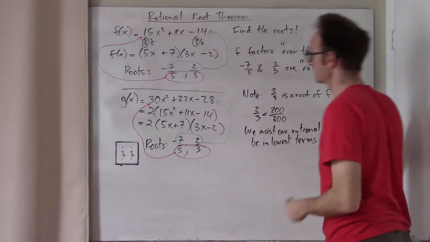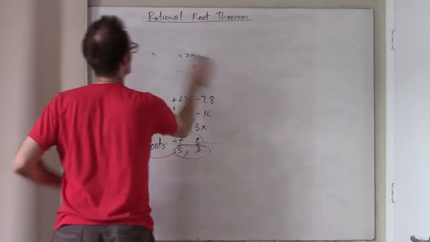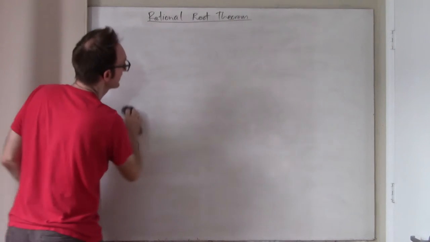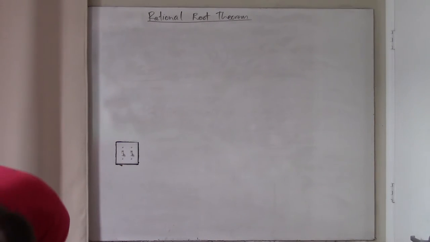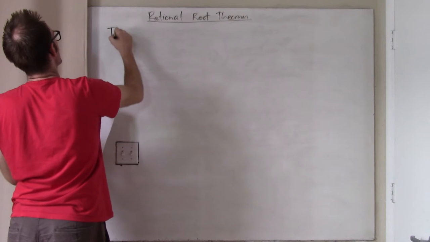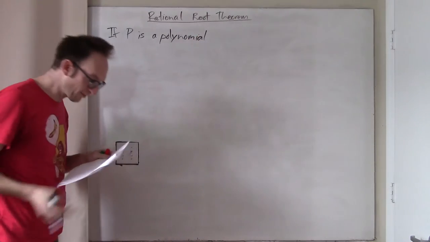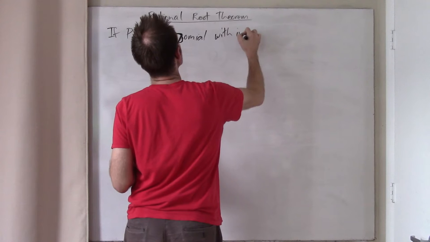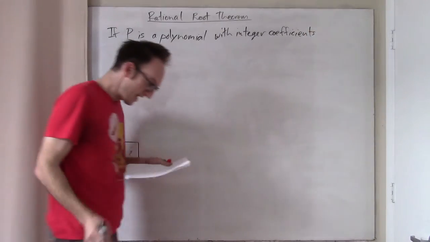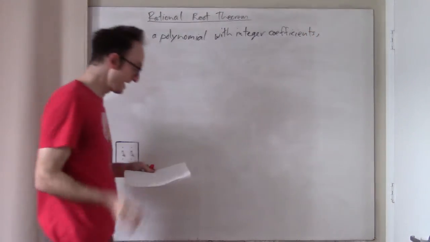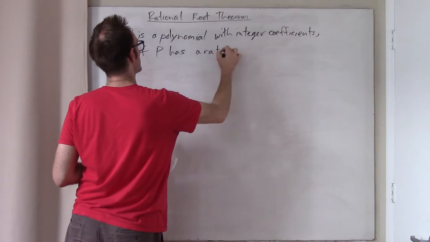Let me take a second and erase all of this, and then I will state precisely the rational root theorem, what it is really saying. Because it is an abstract theorem that applies not just to quadratics, but to any kind of polynomial. All right, here we go. The rational root theorem, this is the statement. If P is a polynomial with integer coefficients, and if P has a rational root.